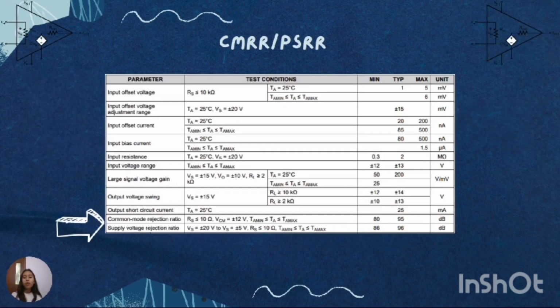Now, the common mode rejection ratio has a typical 95 decibels and a minimum 80 decibels on the other hand, and the supply voltage rejection ratio has a typical 96 decibels and a minimum 86 decibels, and both do not have a maximum value.